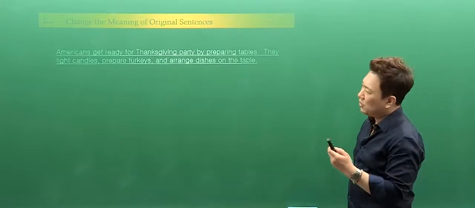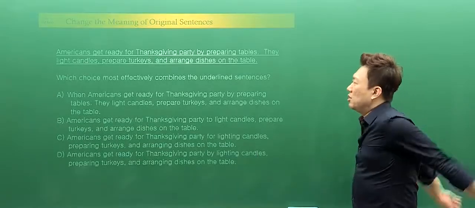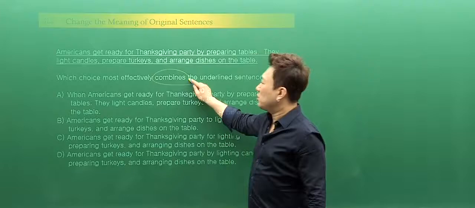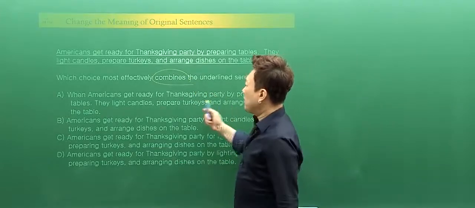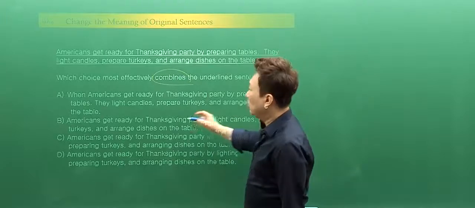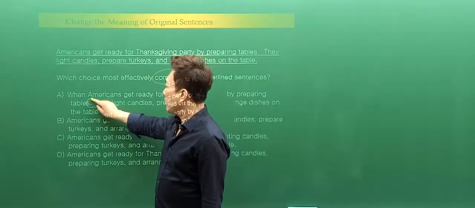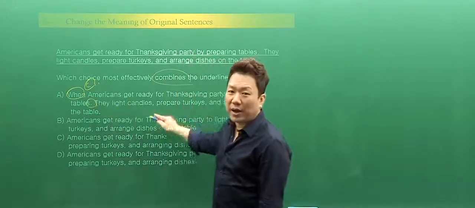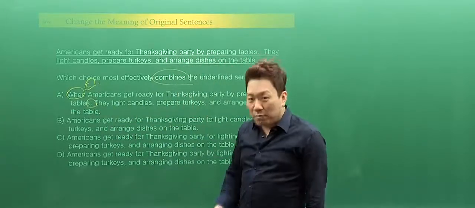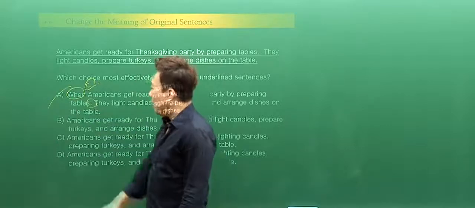So let's find out the answer choice. So which choice combines, okay? Oh, this is a combined question. First of all, do we have any grammatical error? When Americans get ready for the party by candles, prepare turkeys. Oh, yes, we have grammatical errors. We have a conjunction and a punctuation together to combine two sentences. Oh my God. Go away, right?